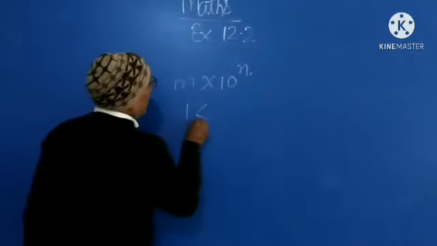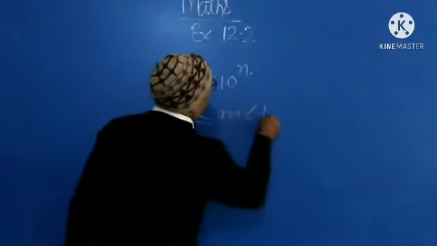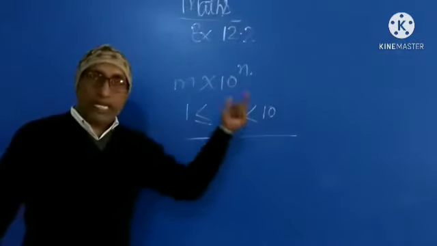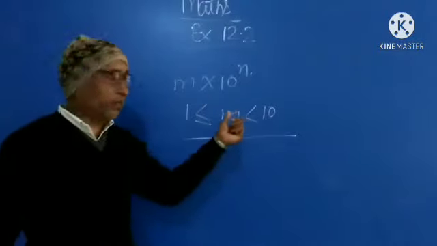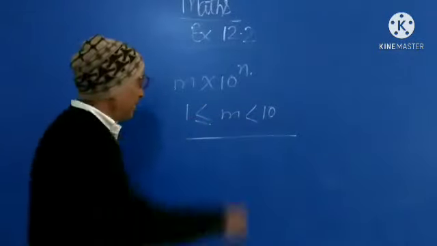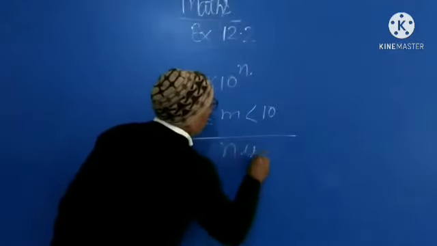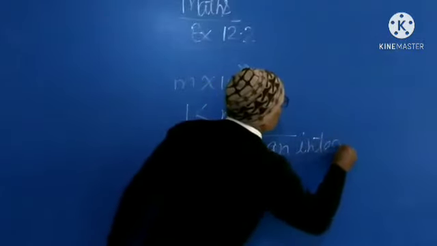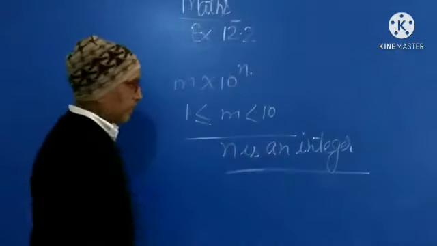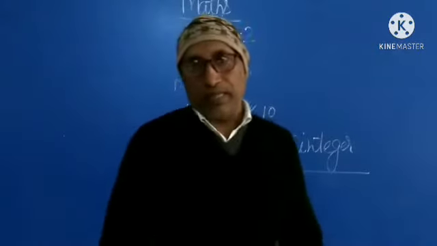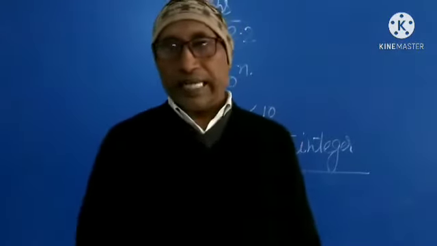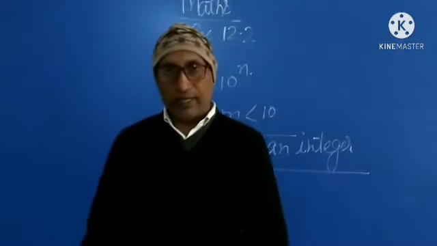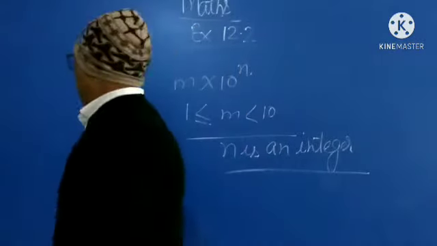1 is less than or equal to m is less than 10. This means m, the decimal number, always lies between 1 and 10, and n is an integer. In the case of a very large number, n is positive, and in the case of a very small number, n is negative. Clear?